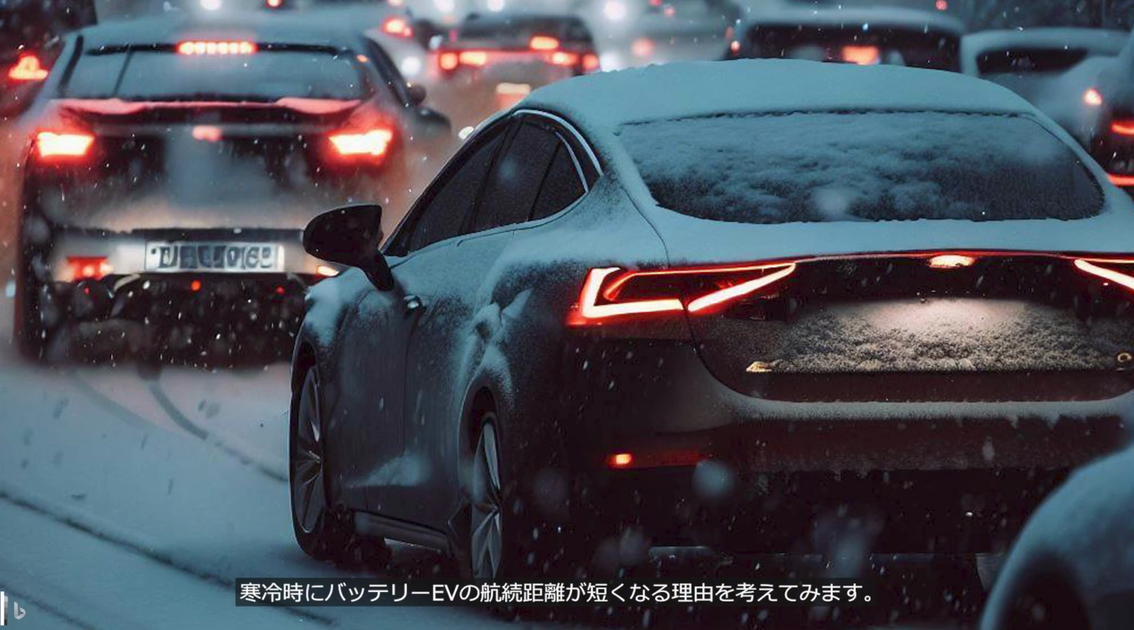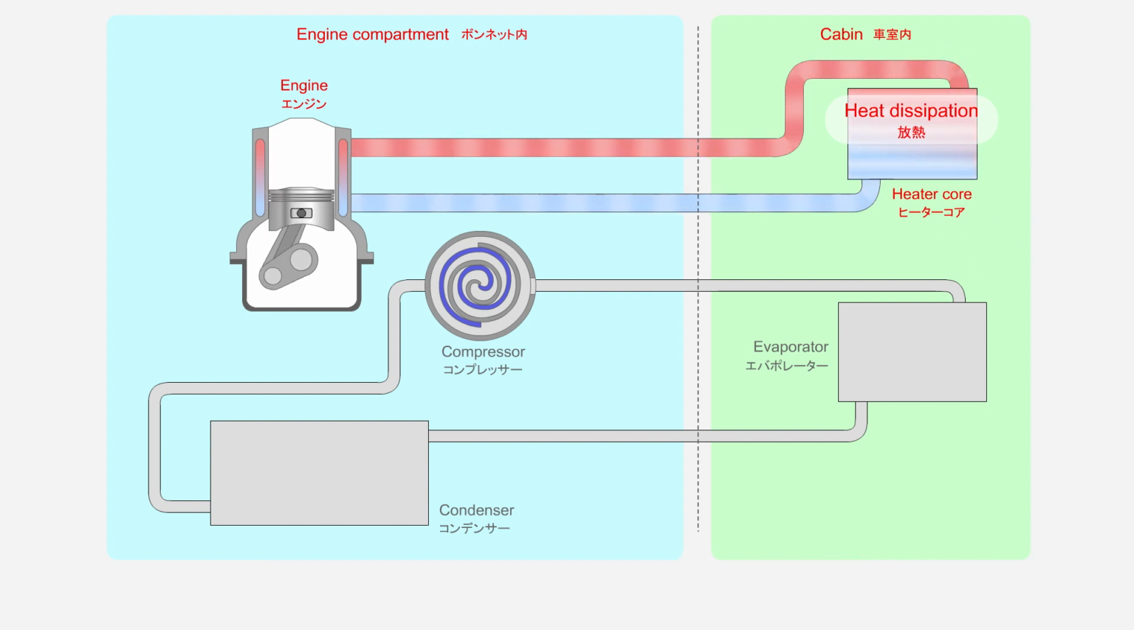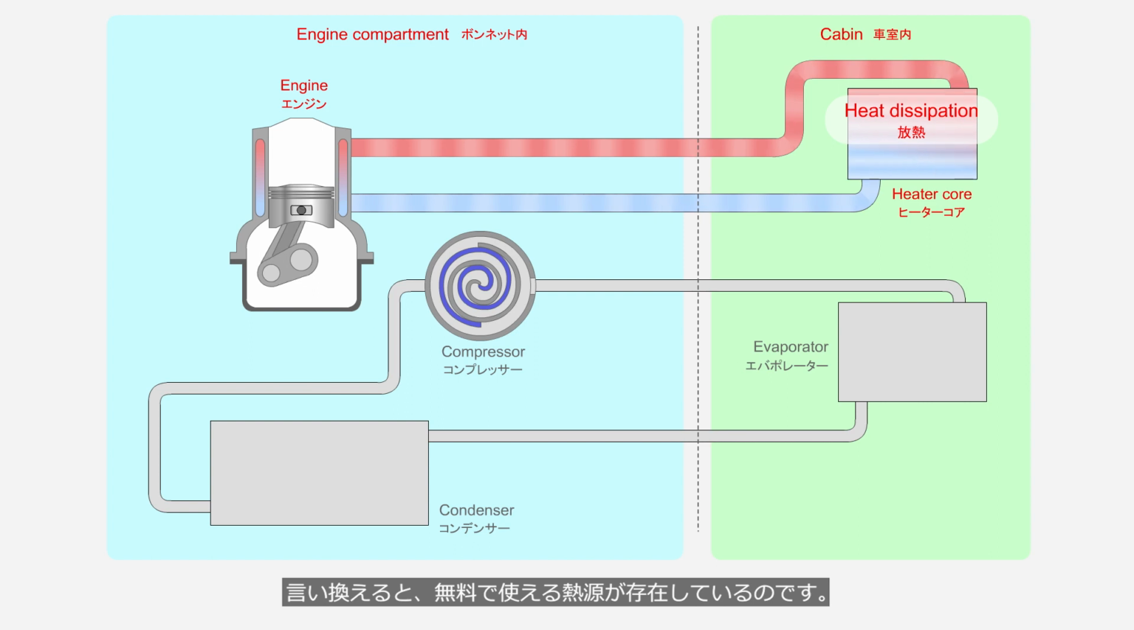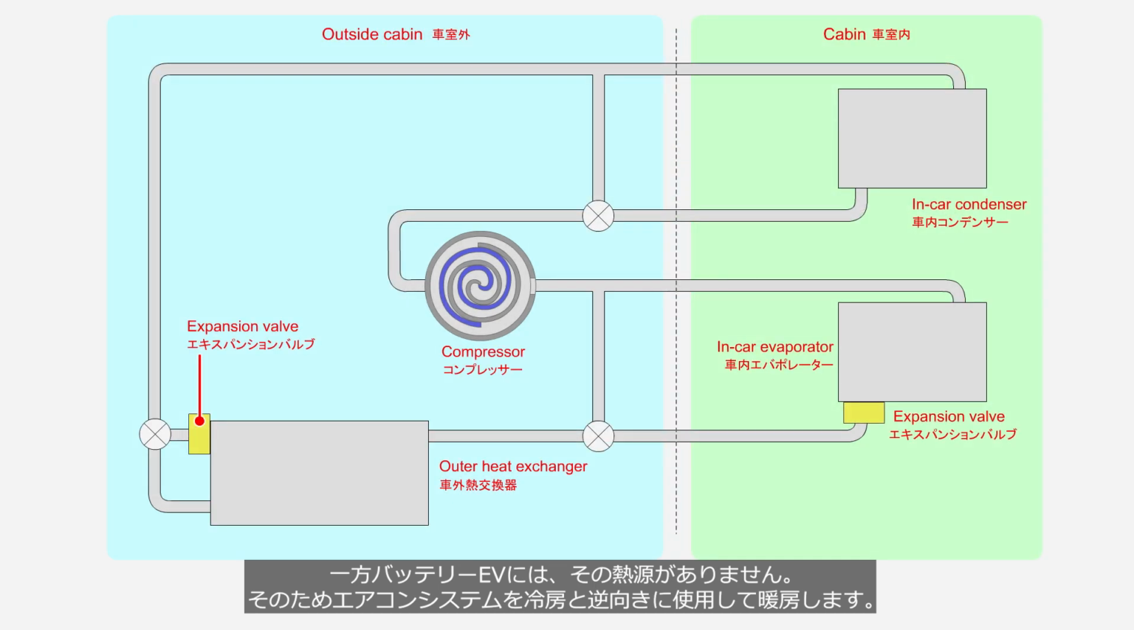Let's consider the reasons why the driving range of battery EVs is reduced in cold weather. In regards to heating, gasoline and diesel engine vehicles can utilize engine coolant as a heat source. In other words, there is a readily available heat source without any additional cost. On the other hand, in battery EVs, there is no such heat source. Therefore, the cooling system is used in reverse to provide heating.